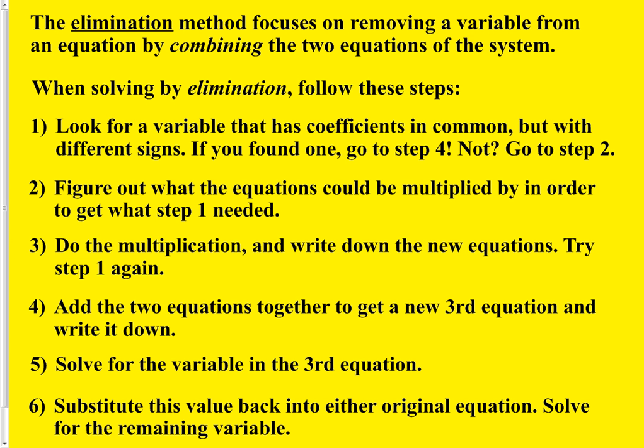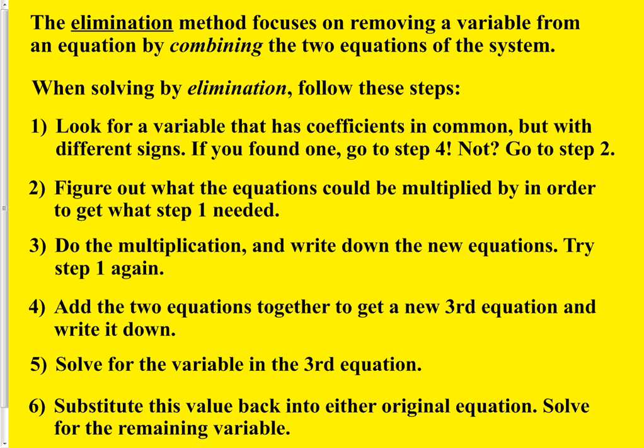Now you go back to the beginning of the list here. If you have done this correctly, then step 1 ought to work now. Look for a variable that has coefficients in common but with different signs. If you did it right, this ought to be there and you can jump to step 4. If it's still not right, then you did something wrong either in your thinking on step 2 or in your multiplication on step 3, and your problem is still not set up for elimination, so try again. Once you finally get it set up right, you get to go to step 4, which is to combine the 2 equations by addition. Okay, so you add the 2 equations together.